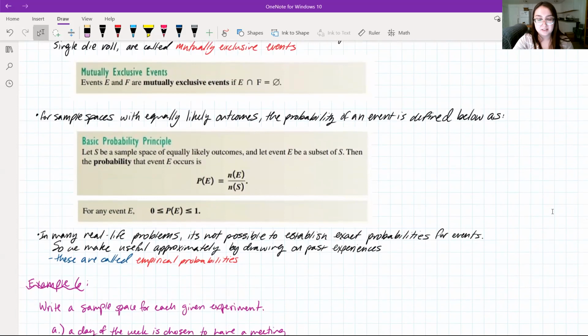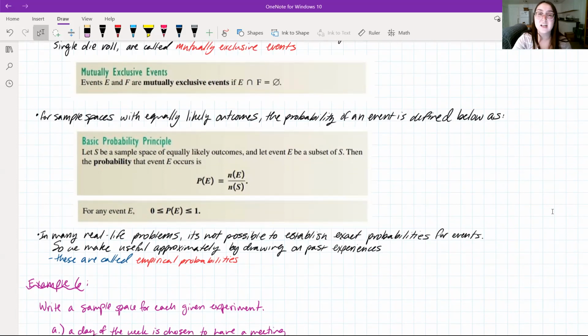For sample spaces with equally likely outcomes, the probability of an event is defined below as the basic probability principle. Let S be a sample space of equally likely outcomes, and let event E be a subset of S. Then the probability that event E occurs is the probability of E is equal to the number of elements in E divided by the number of elements in S.